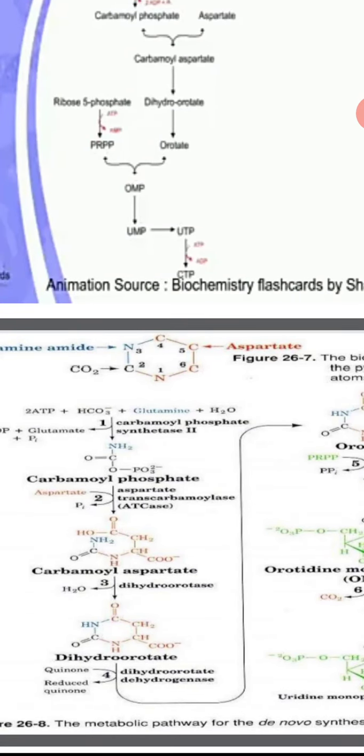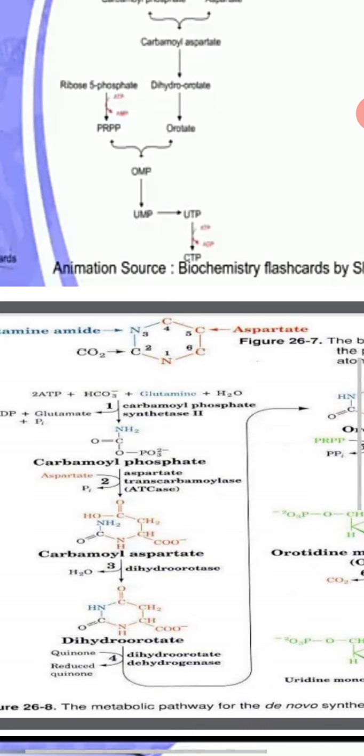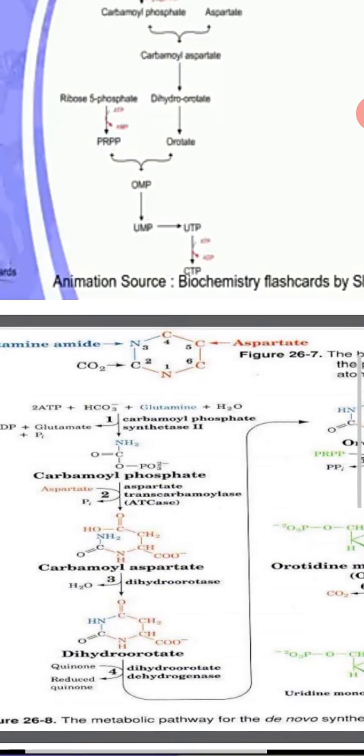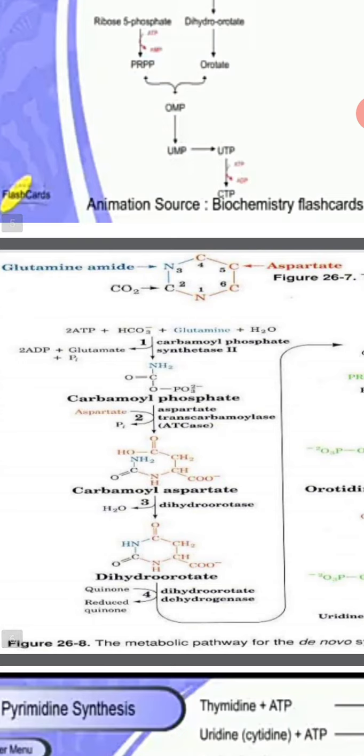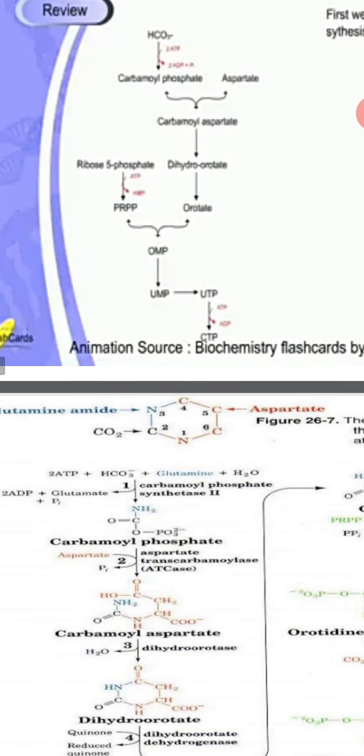The PRPP, then this PRPP with orotate will change into OMP. OMP means orotate monophosphate. It releases that pyrophosphate, and because of the hydrolysis of this pyrophosphate, it gives the energy for the reaction to go further. This is an irreversible step. The formation of OMP is an irreversible step.